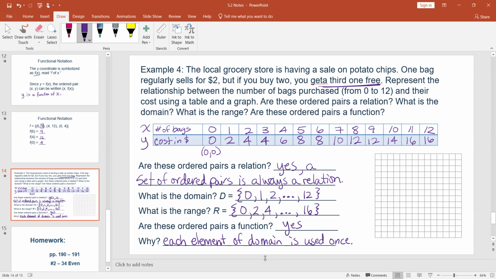The scatter plot, the graph, we did that in class yesterday. We ran out of time, so I'm just going to leave that be.